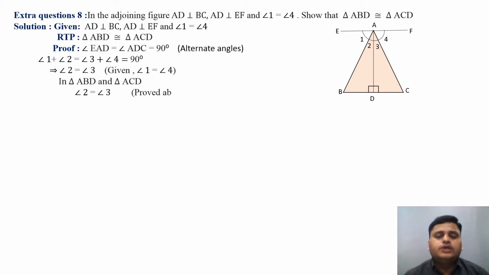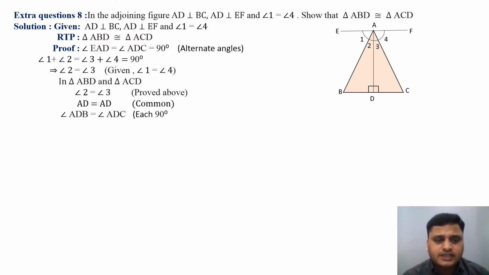Now what we will do, we will take two triangles. One triangle is ABD, another triangle is ACD. Now in these two triangles we are going to prove congruence. Angle 2 is equal to angle 3, AD is equal to AD, that is common, and angle ADB is equal to angle ADC, each 90 degrees. So the triangle ABD is congruent to triangle ACD by which criterion? Angle side angle congruency rule.